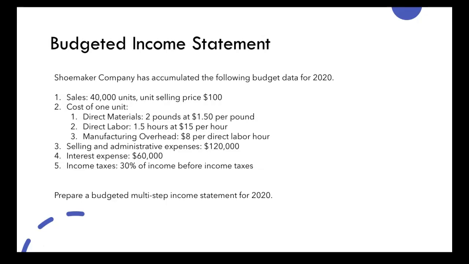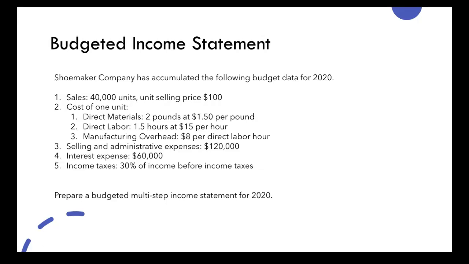Then we're told that the cost of one unit is made up of direct materials, direct labor, and manufacturing overhead. So for direct materials, we have 2 pounds of materials per unit at $1.50 per pound. Direct labor takes 1.5 hours at $15 per hour. And for manufacturing overhead, it's going to be $8 per direct labor hour. Then a few other costs.